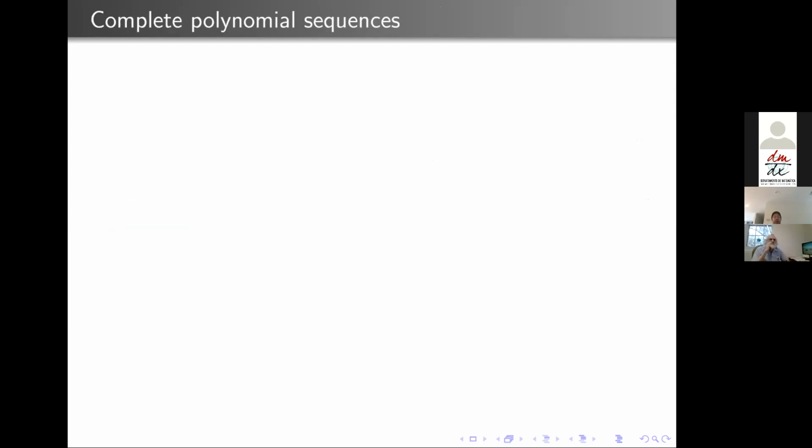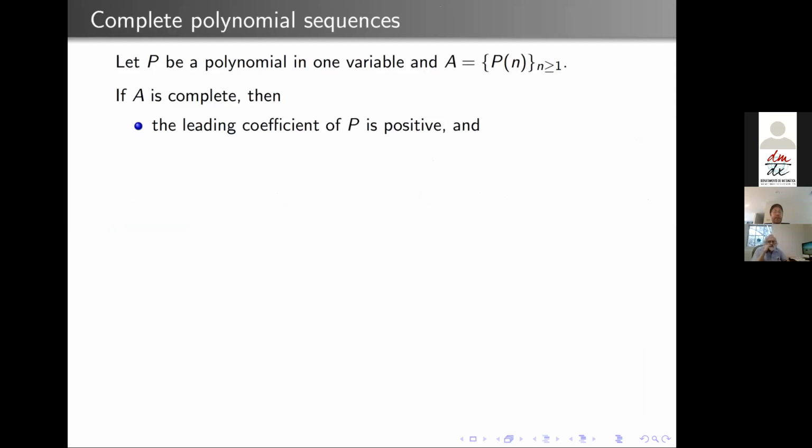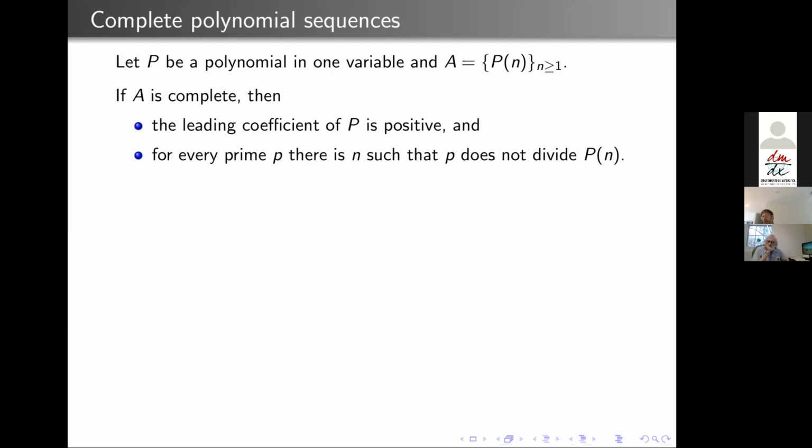A natural question might be: which polynomial sequences are complete? So let P be a polynomial in one variable and A be the values you get when you plug in positive integers. For example, if P(n) is n squared, then A is just the sequence of perfect squares. If A is complete, one thing you can notice is that the leading coefficient of P has to be positive. Otherwise, there's only a finite number of terms in A that are positive, and you're not going to be able to get all the positive integers. So the leading coefficient should be positive, and for every prime p, there's an n such that p does not divide P(n). Otherwise, you would fail this modularity constraint mod p: all the elements of A would be multiples of p, and so would all the subset sums.